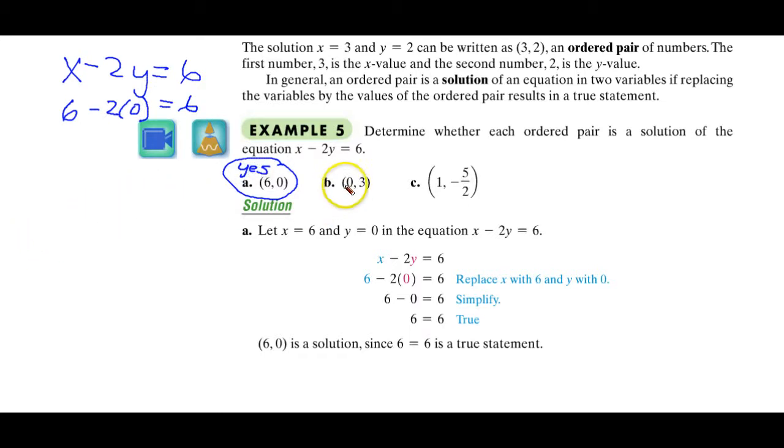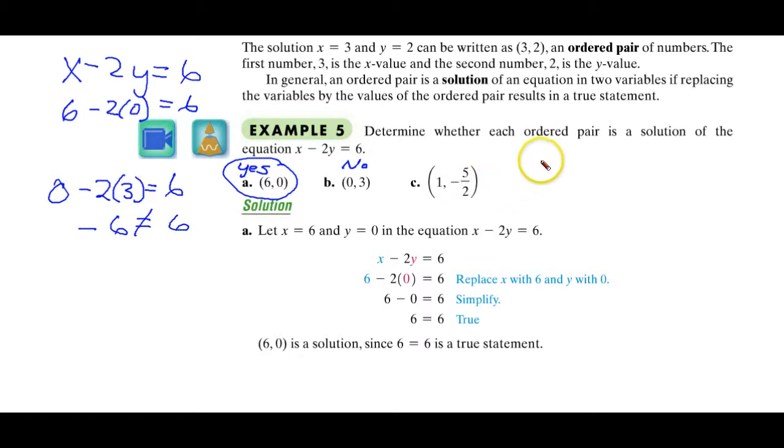Now, if we put the other pair in, this would be 0 minus 2 times 3. Does that equal 6? And we get a negative 6 equals 6. That's not true, so this is no.